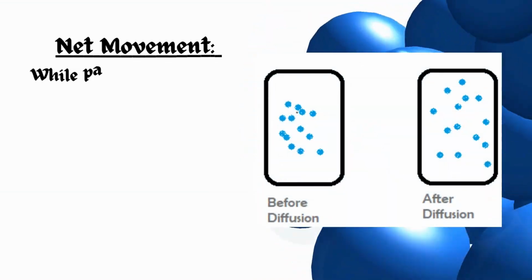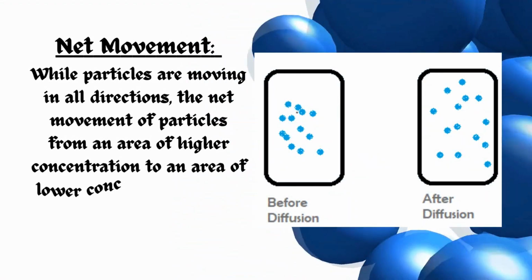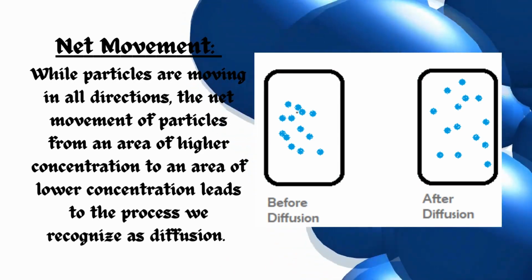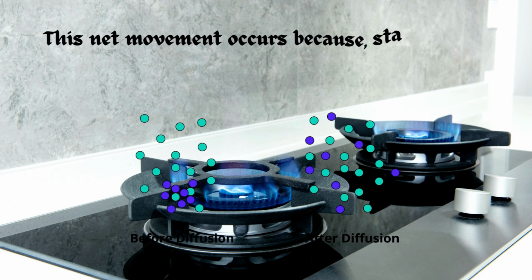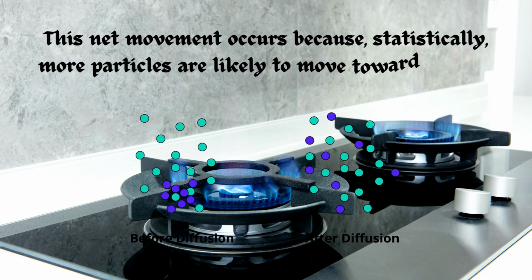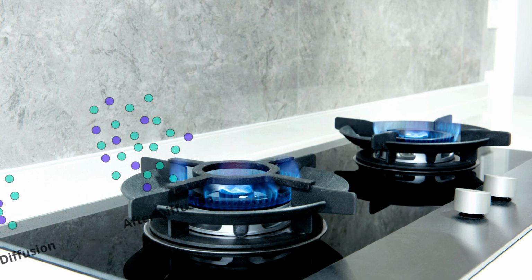Net movement. While particles are moving in all directions, the net movement of particles from an area of higher concentration to an area of lower concentration leads to the process we recognize as diffusion. This net movement occurs because, statistically, more particles are likely to move toward regions with lower particle density.